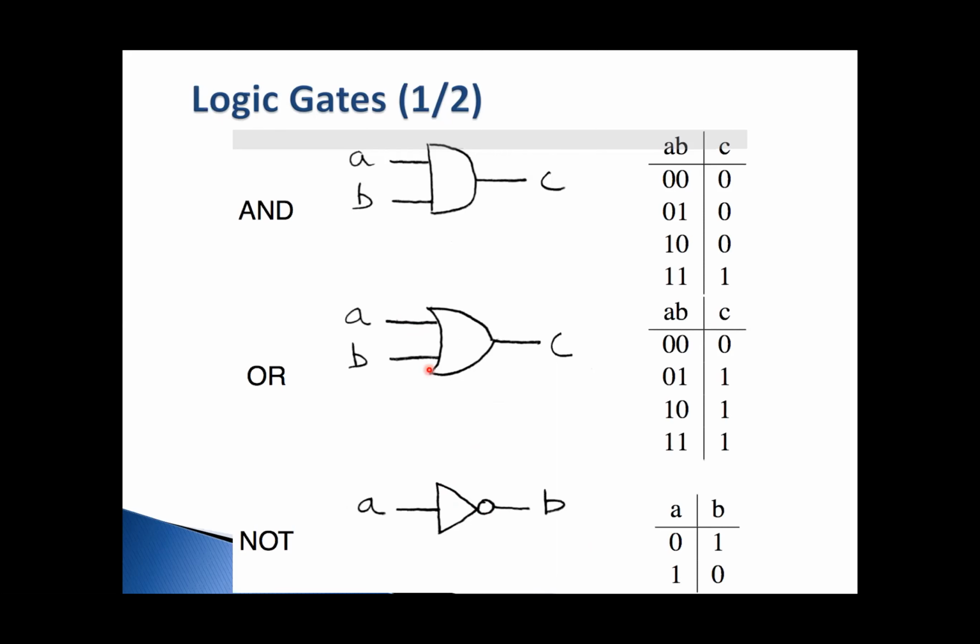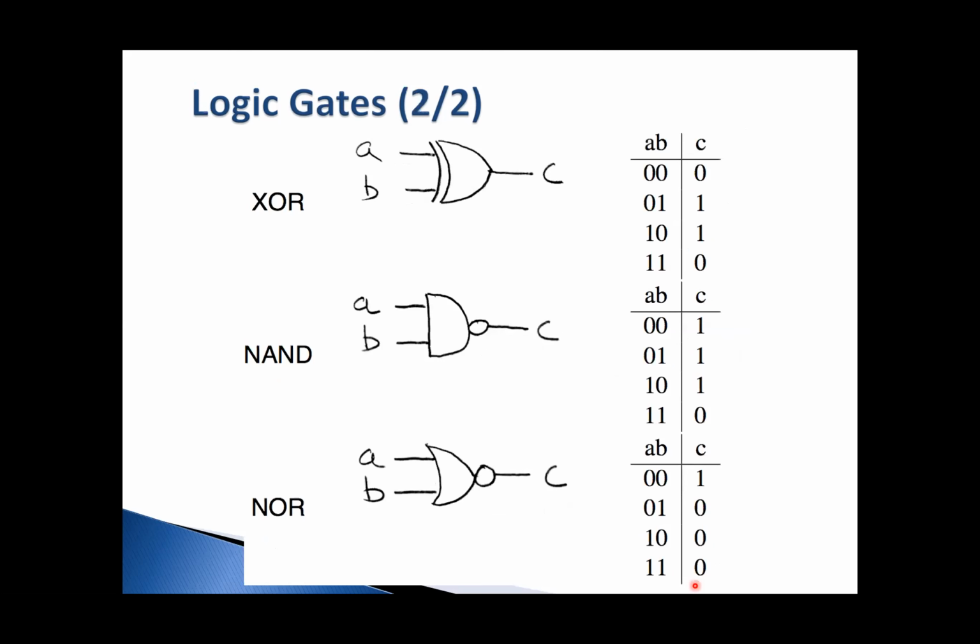AND is the regular AND operator: when both are ones, then you have a one. OR is when at least one is one. NOT means the opposite. On top of these three, you can also have NOR, NAND, and exclusive OR. Exclusive OR is a little bit special.